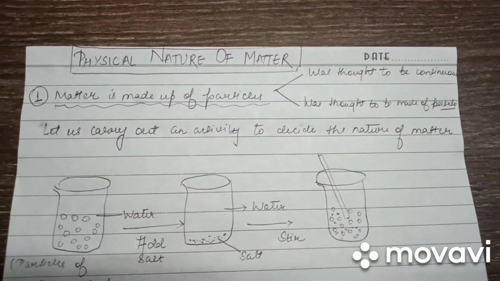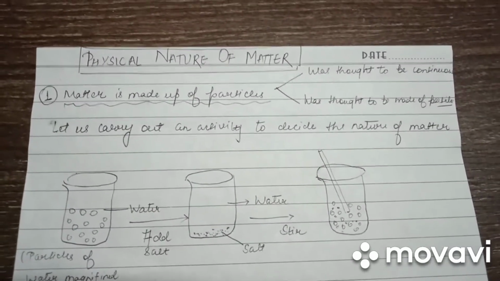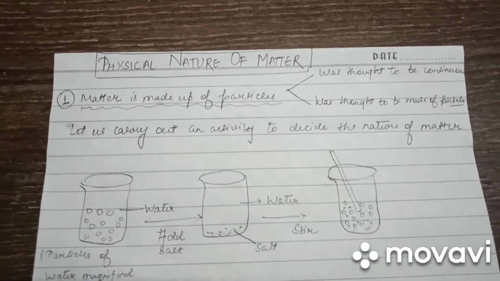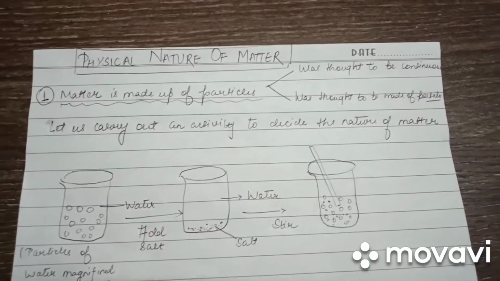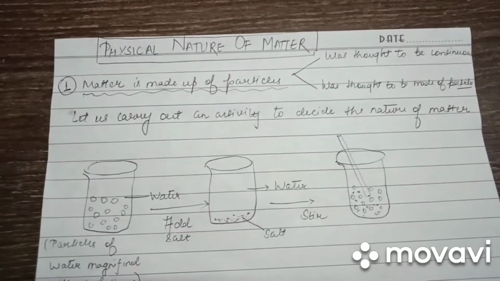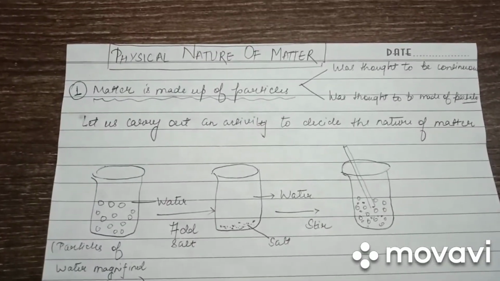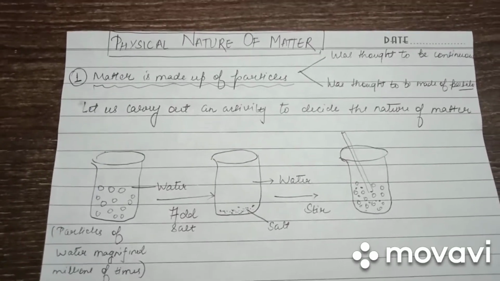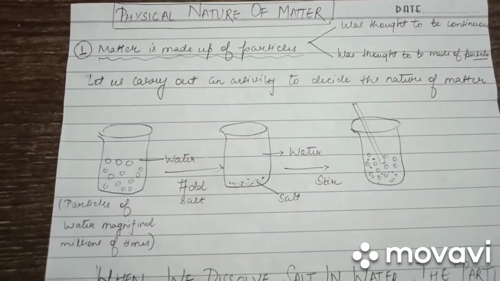Physical nature of matter. Matter is made up of particles. Initially, matter was thought to be continuous. Another field of scientists thought that matter was made of particles. Well, let us verify this together by carrying out an activity to decide the nature of matter.